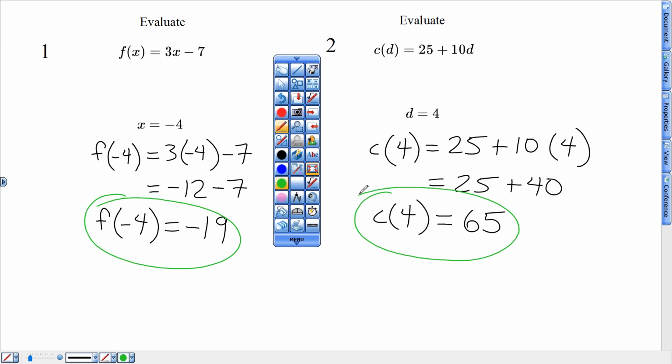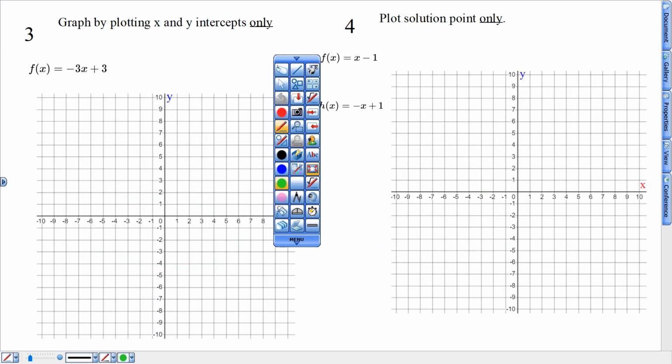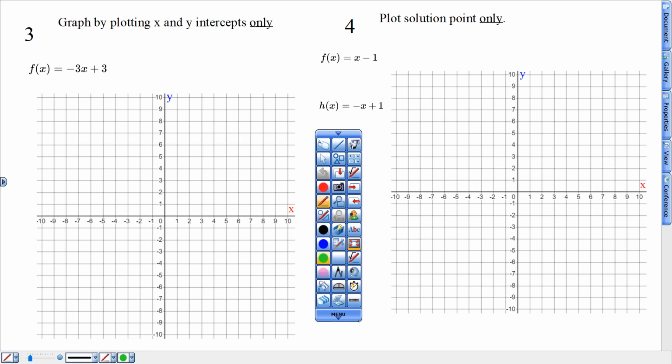All right, moving on. This guy, plotting using only the x and y intercepts. Only the x and y intercepts. So for this guy, I'm taking this 3 and I'm putting that 3 on this y axis. And then from there, I look at this number, this -3, and if I write that as a fraction, that tells me every time I go over 1, I'm going down 3. Right 1, down 3. This is where the coordinate's going to go.